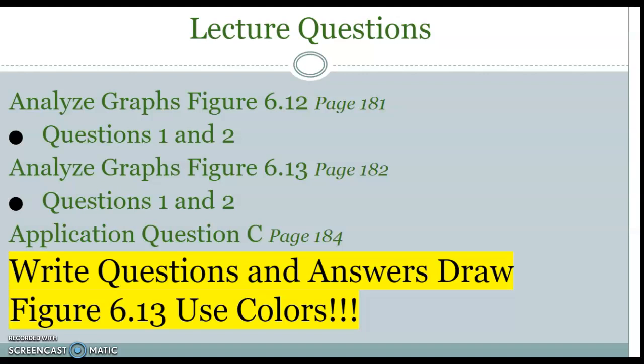Write down the questions and answers also. I know it's a lot of writing, guys. I'm sorry, but I need you guys to get prepared for the final. And then finally, the application question letter C, and that can be found on page 184. Same thing, guys. Write down the question and the answers. And then also, before you guys show this to me, make sure you guys have your 2R notes and summary done. Okay?